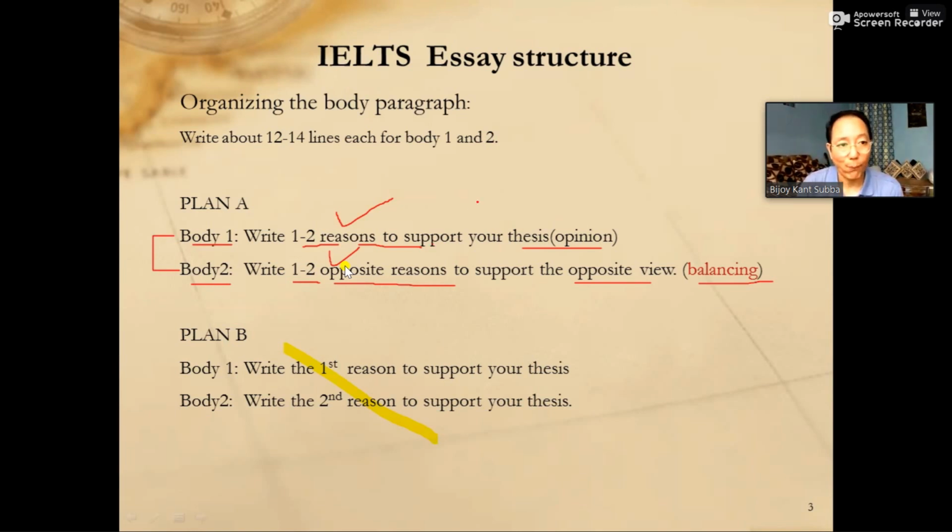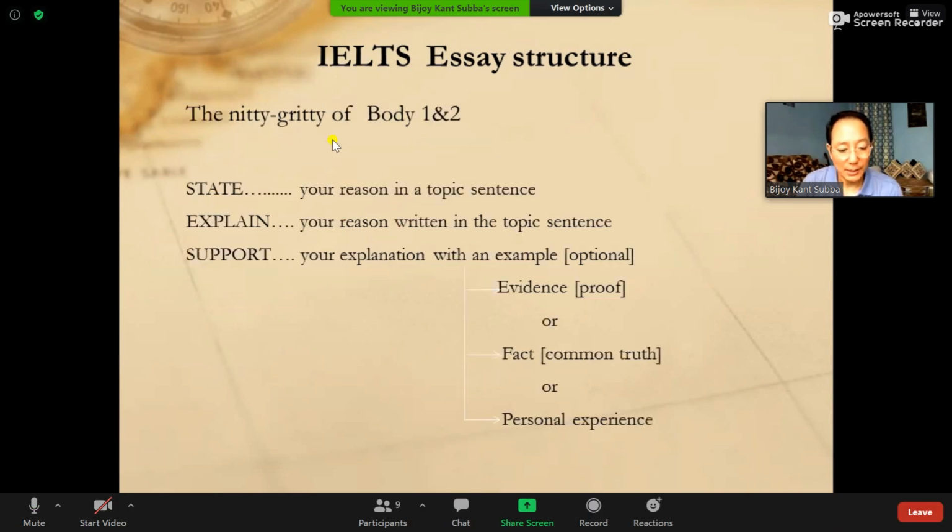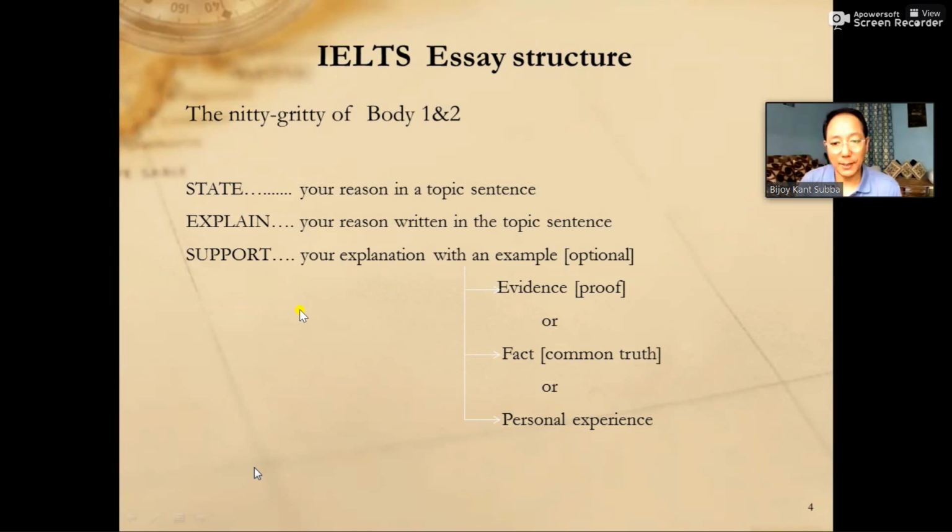Now, each body paragraph, this is how you write. So each body paragraph now, let's say you're starting with body paragraph 1. Let's assume you're writing about the advantage, and you're writing about nuclear power. So you would say, firstly, nuclear power produces cheap and clean energy.